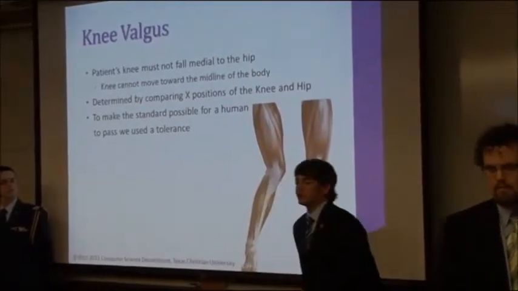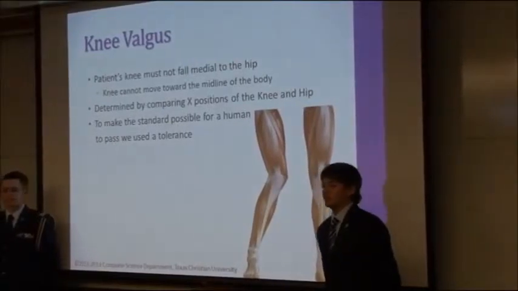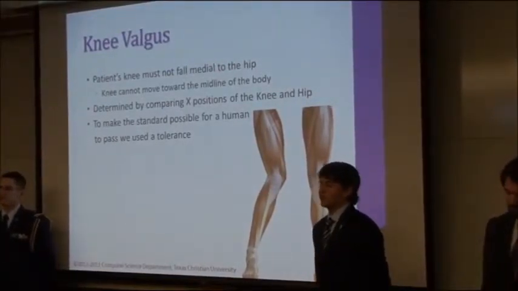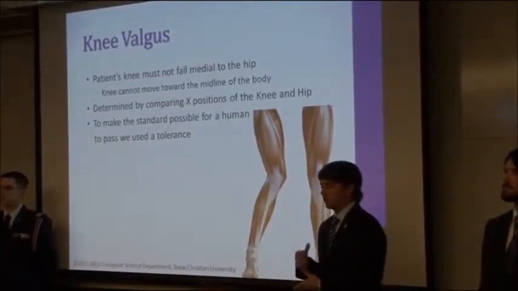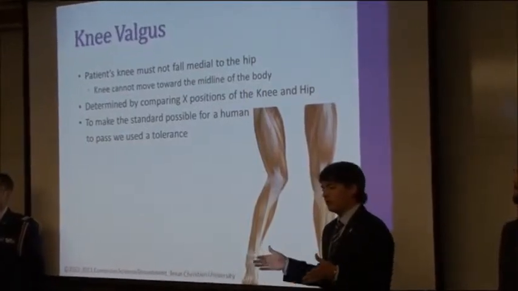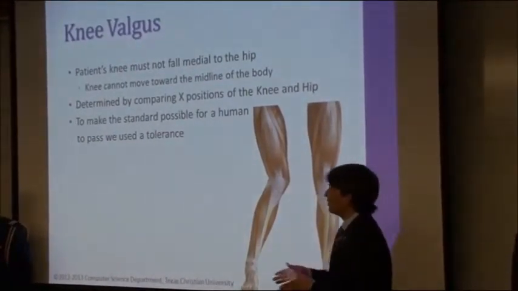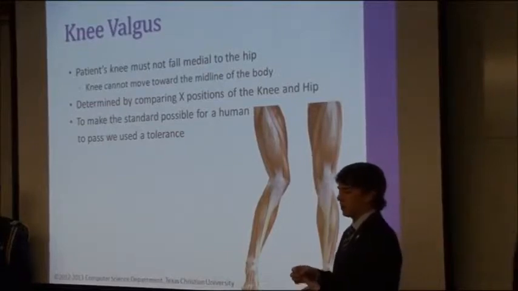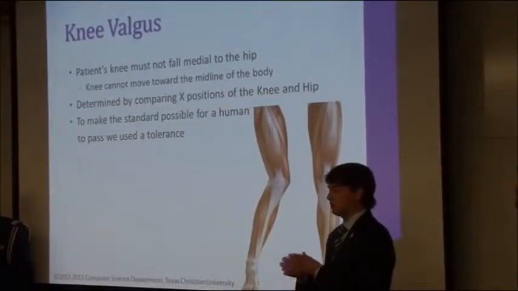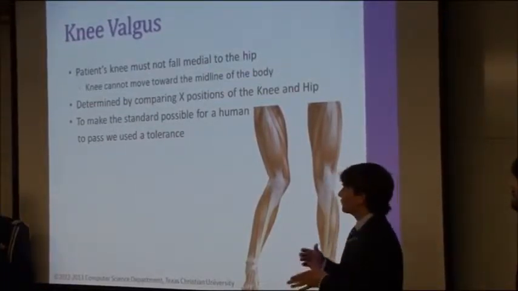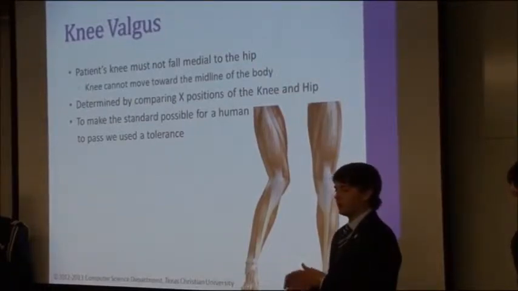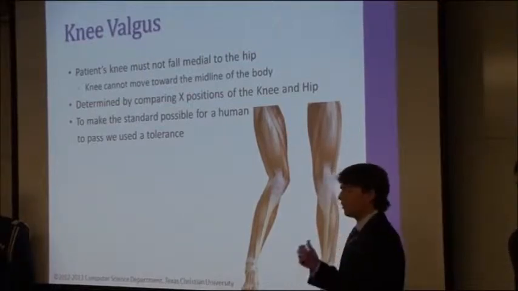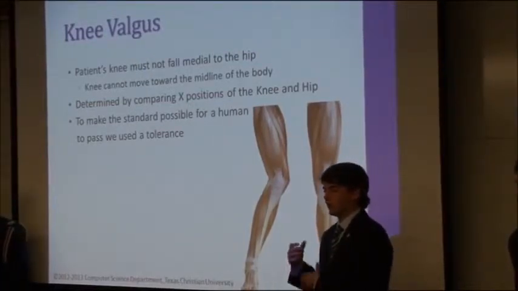During the course of exercise, the patient must not have dynamic knee valgus. This means that when they're going down and doing their rep, their knee cannot fall to the midline of their body. We do this by analyzing the X position of the hip as well as the X position of the knee. If the X position of the knee falls midline or past the X coordinate of the hip, then our program sees that as being a knee valgus.